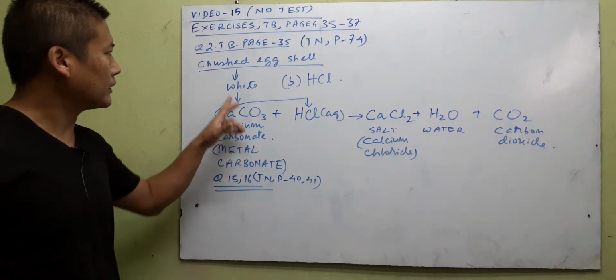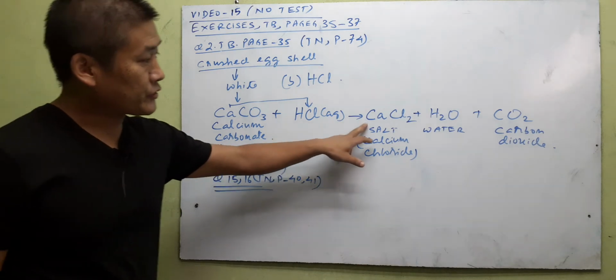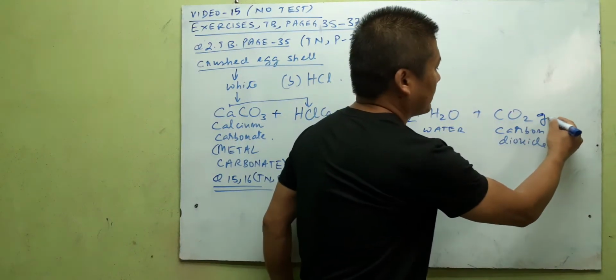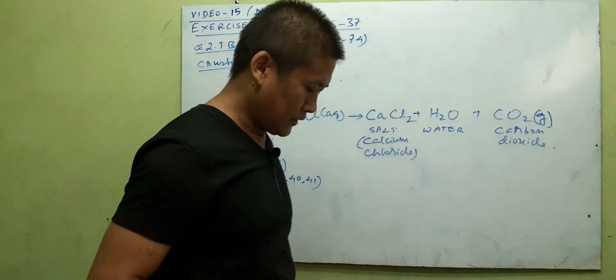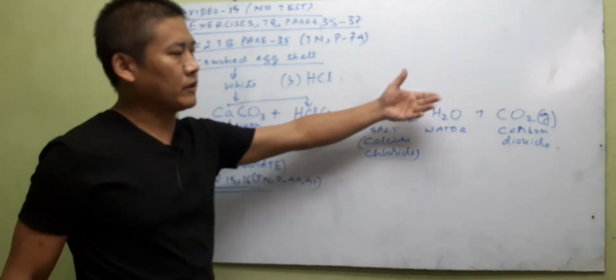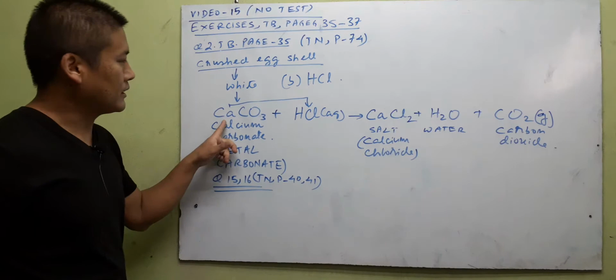The calcium carbonate in the crushed shell reacts with HCl to produce a salt, calcium chloride, water and carbon dioxide. So the gas that is coming out, according to the question, which they did not tell us, is carbon dioxide. Now we know. Now let us balance.